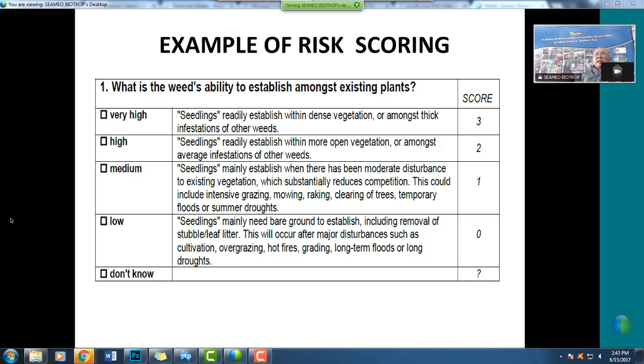But if the seedlings mainly need bare ground to establish, including removal of stubble or leaf litter, they will occur only after interference by humans, and therefore the probability of becoming invasive is 0. Next slide.